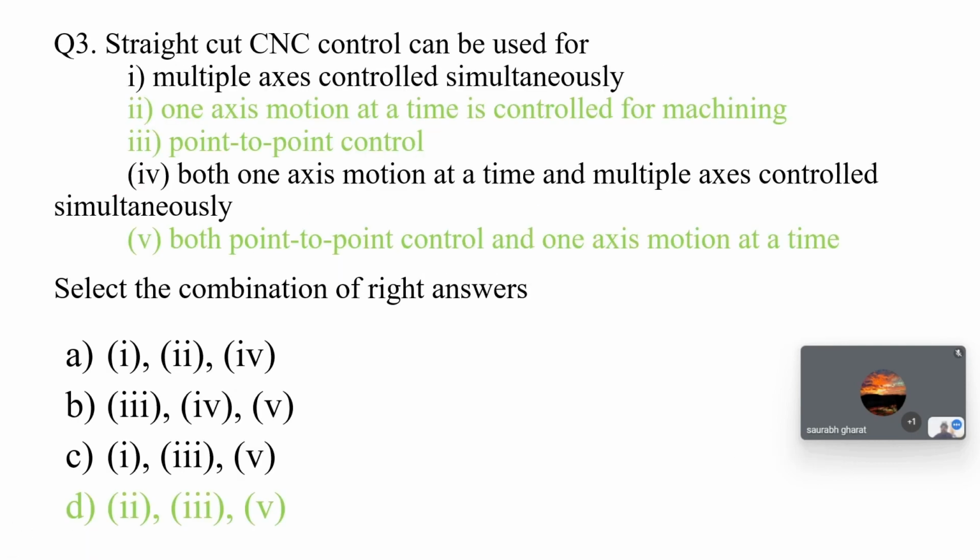Straight cut CNC control can be used for multiple axis control simultaneously, one axis motion at a time, or point to point control. We are using just a straight cut, so you don't need multiple axis control simultaneously. Point to point control is not required, but one axis motion at a time is required, so both can be used. So the first is wrong and the fourth is wrong, which means 2, 3 and 5 are the correct answer. So D will be the correct answer.